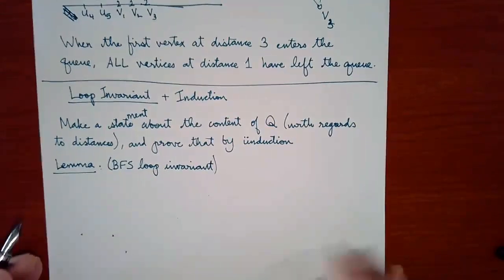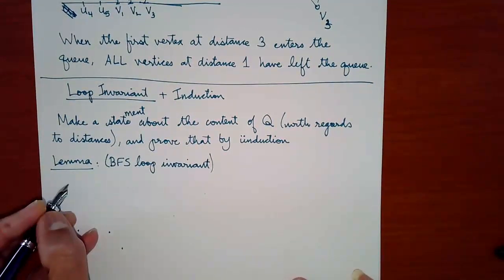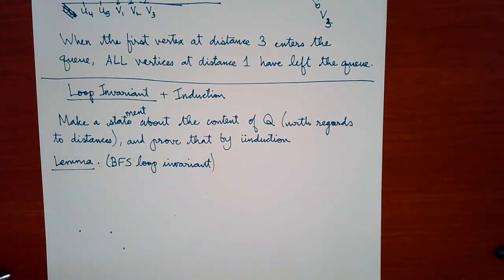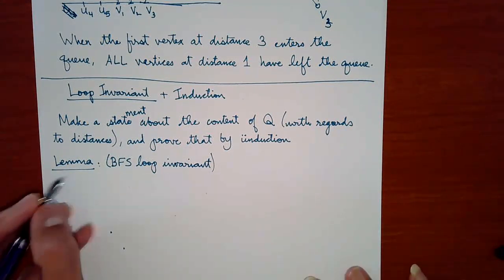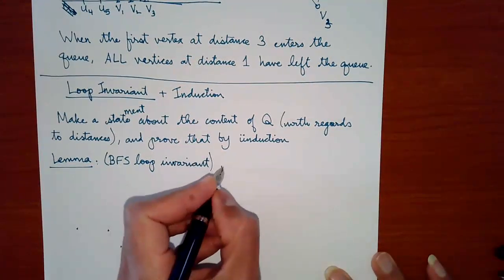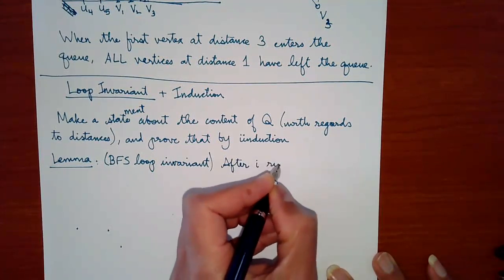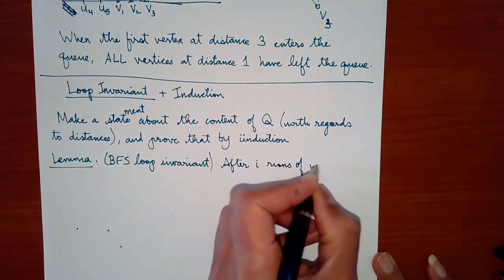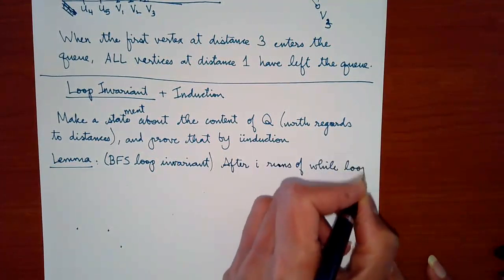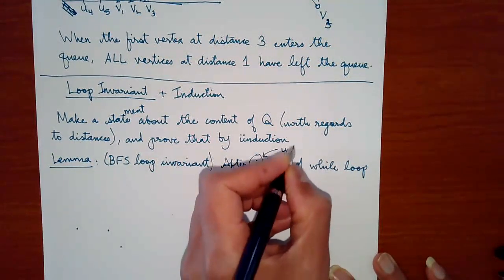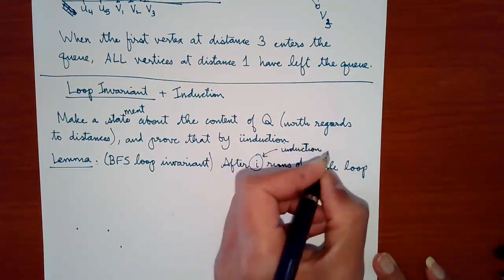Okay, so I'm going to state the loop invariant of BFS. It's somewhat of a clunky, long statement, but I like to write it this way because I think it captures what is going on most comprehensively. So what this says is, after i runs of the while loop, so this is what you're going to do induction on. You do induction on i.